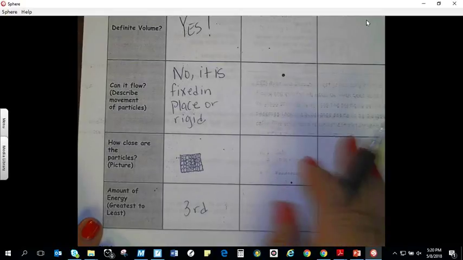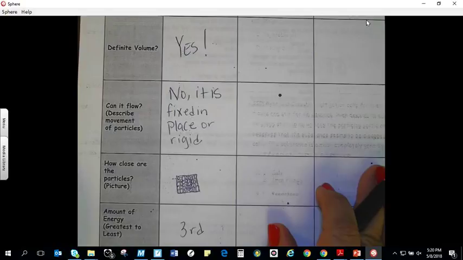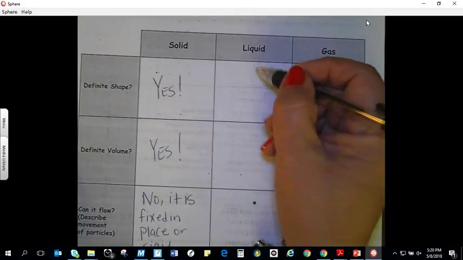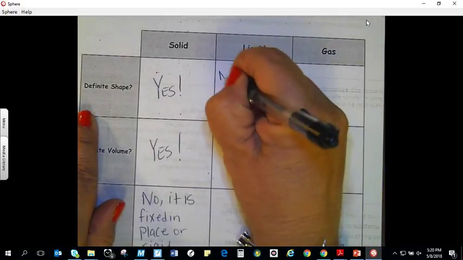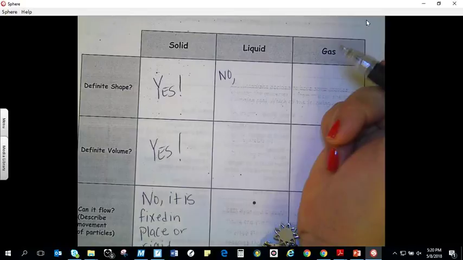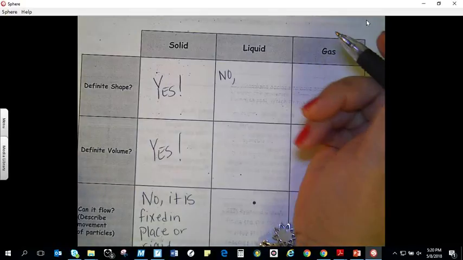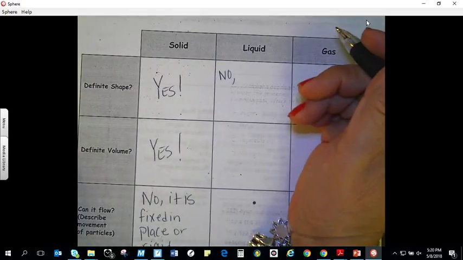Okay. Now let's look at liquid. We're doing the same thing. If you need to pause it, just pause. I think I'm going to sneeze. Sorry. Liquid. Definite shape? No, there is no definite shape, because remember, when you put a liquid in a container, it's going to take the shape of that container.